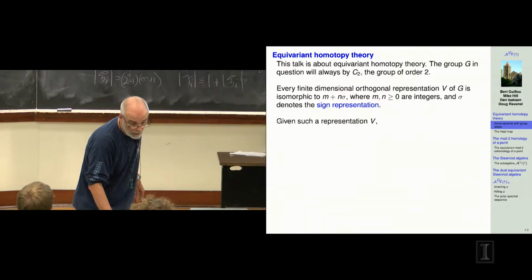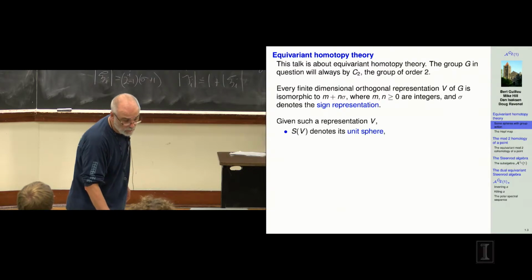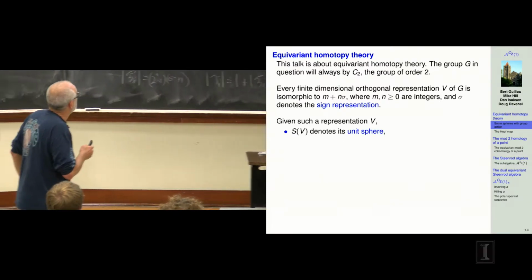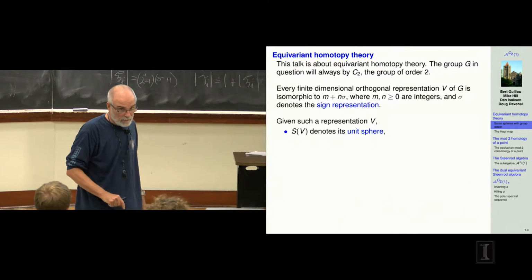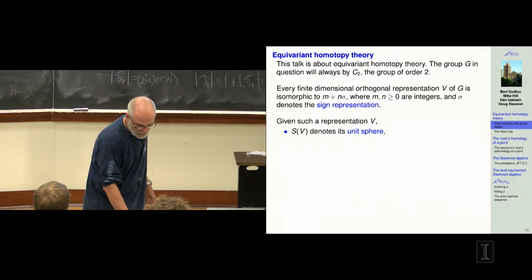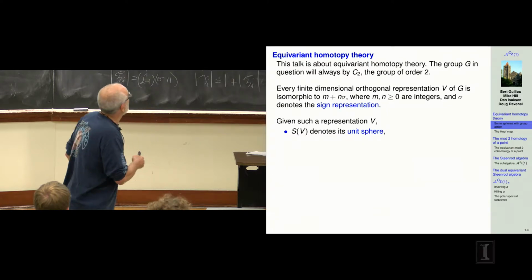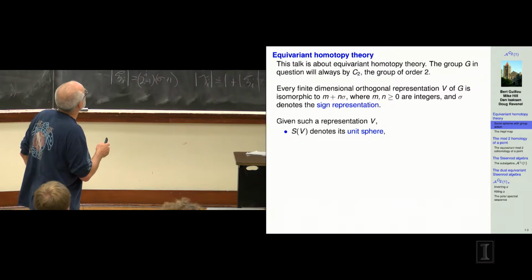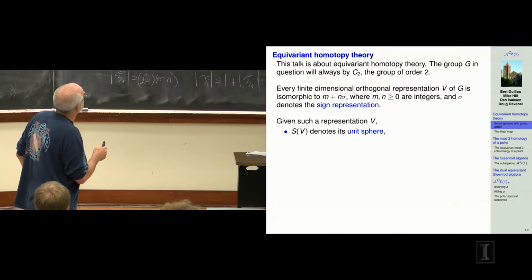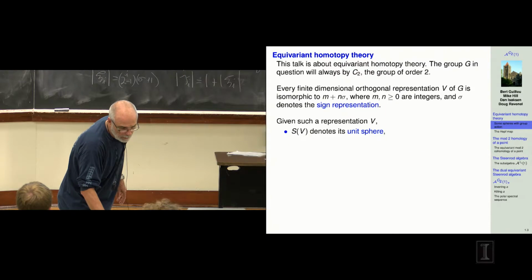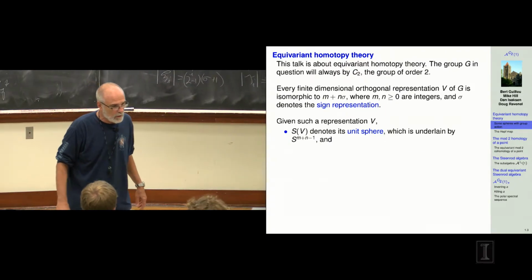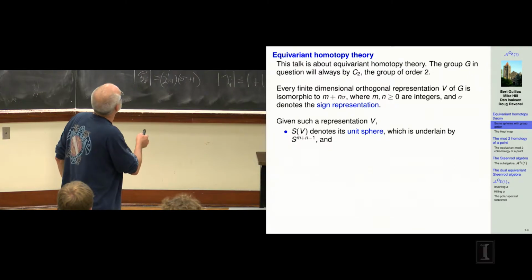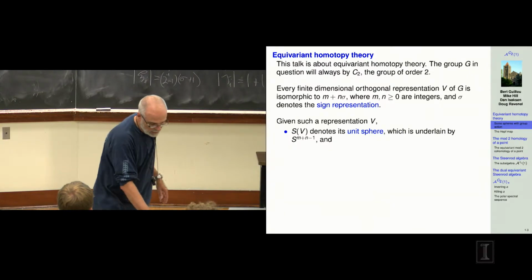Now, if you've got a representation like that, here's some notation that's common in the subject. S(V) stands for the unit sphere in this vector space. So it is preserved by the group action. So if V is this representation, you get a certain group action on this sphere. And the underlying space in this case is the unit sphere in R^(m+n). So that's a sphere of dimension one less.